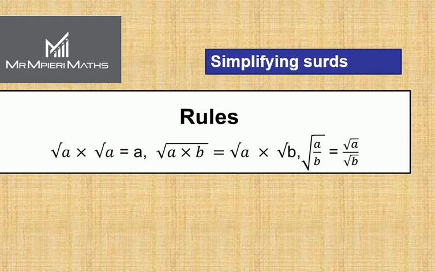These rules are very important to note when simplifying surd expressions. Root A times root A is A, and root A times B is the same as root A times root B, and root A divided by B is the same as root A divided by root B. In the previous session, we did cover that root A times root A is A.